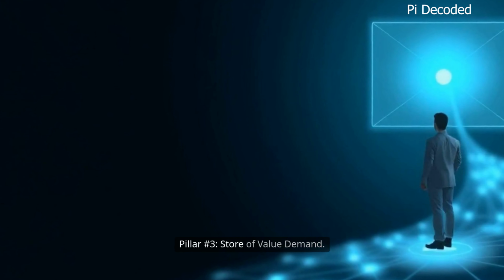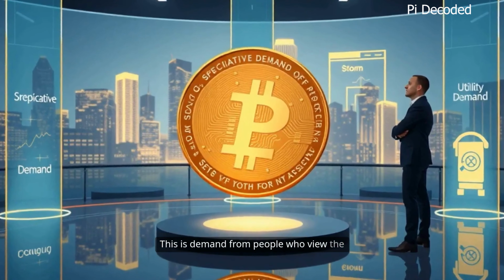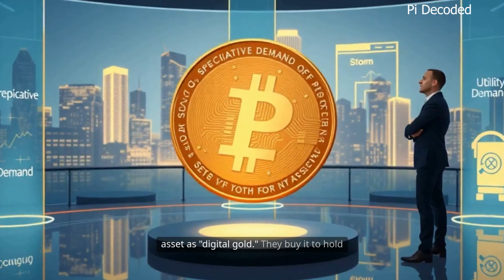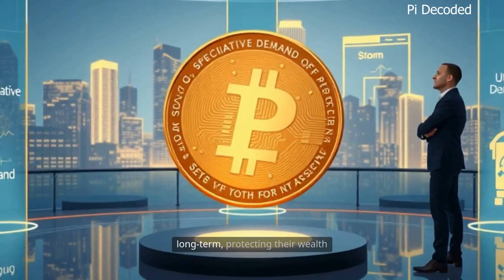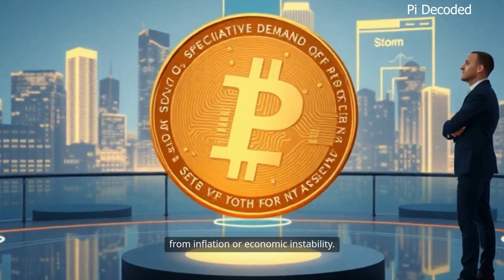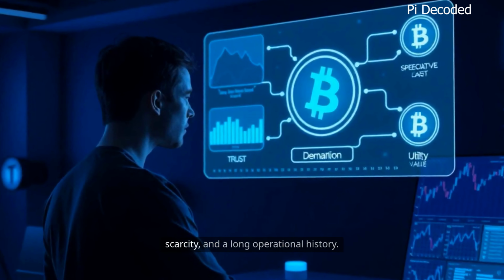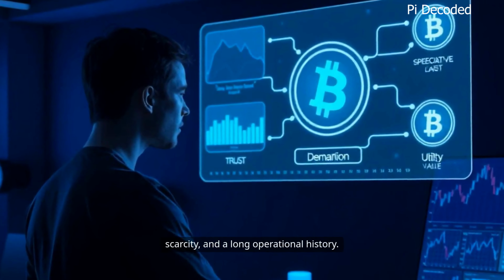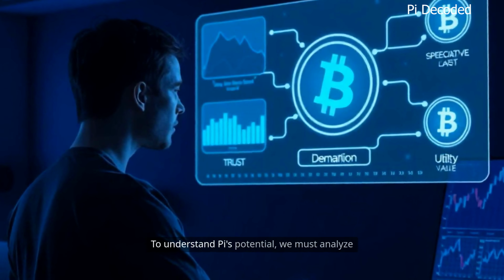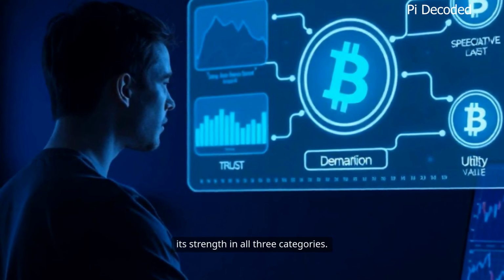Pillar number 3, store of value demand. This is demand from people who view the asset as digital gold. They buy it to hold long-term, protecting their wealth from inflation or economic instability. This demand is driven by trust, security, scarcity, and a long operational history. To understand Pi's potential, we must analyze its strength in all 3 categories.